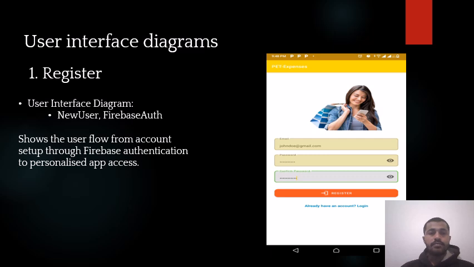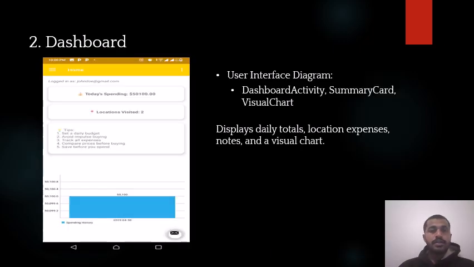User interface diagram. Register. The new user begins as the actor with the Personal Expense Tracker application through Firebase authentication, which requires the user to set up an account to get started. Dashboard. MainActivity contains summary cards displaying the current day's total expenses, the total location spent on, to help the user organize expenses, and an automatically generated overview card for all the expenses.